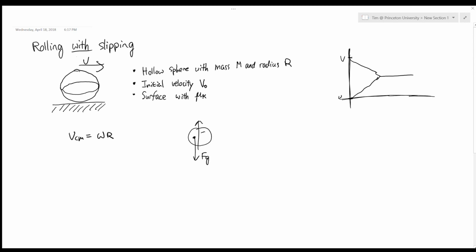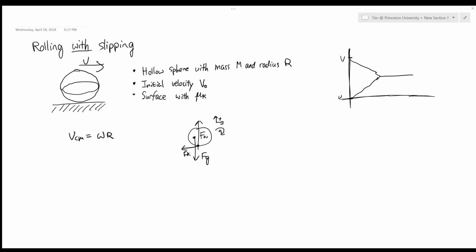Now, we have a hollow sphere that's going to be this circle right here, and we know that there's going to be a Fg with an equal and opposite Fn. And we're also going to have a kinetic frictional force, Fk. Now, one important thing about rolling with slipping problems is that you have to pick the right sign notation. So we're going to have up and to the right be the translational positive, and also clockwise be the rotational positive. Because when it rotates clockwise, it goes towards the positive translational velocity.